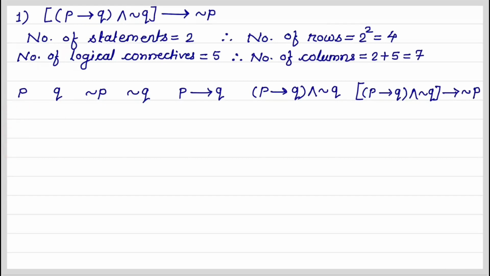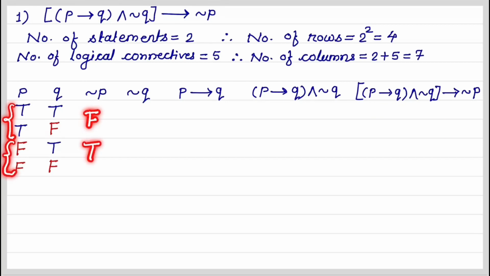4 rows, first 2 values true, then 2 values false for P. And for Q alternately true false, true false. Now negation of P: for P first 2 values are true, so for negation of P first 2 values false, then next 2 values will be true. With the same rule for negation of Q, Q is true, then negation of Q is false, and when Q is false, negation of Q is true.